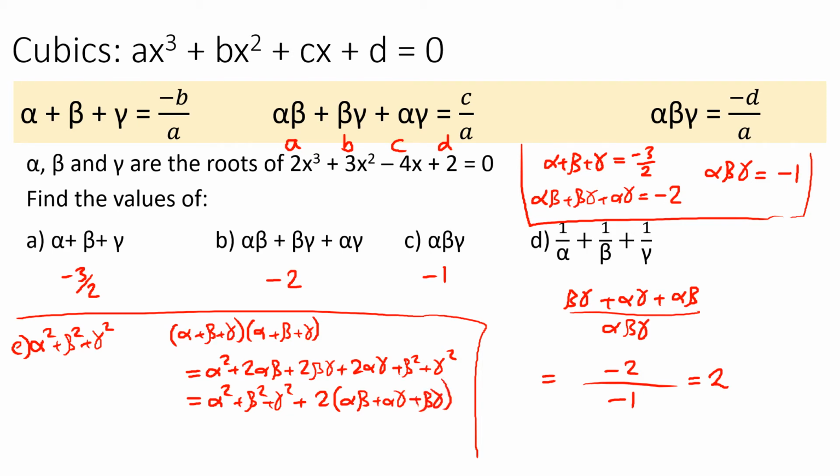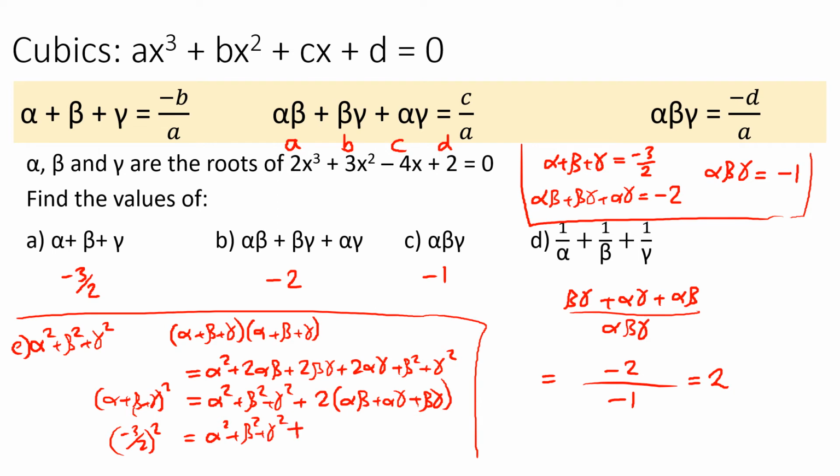And we also know that's equal to alpha plus beta plus gamma all squared, because that's how we got it in the first place. And then we could substitute in the values that we found. So we know that this is minus 3 over 2 squared. We know that this is the thing we're trying to find.